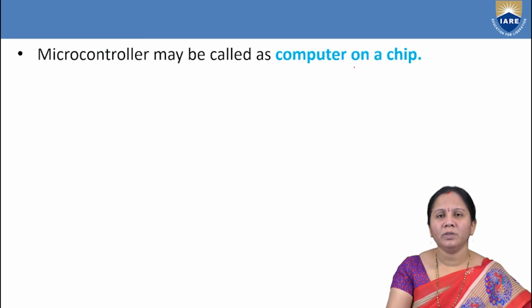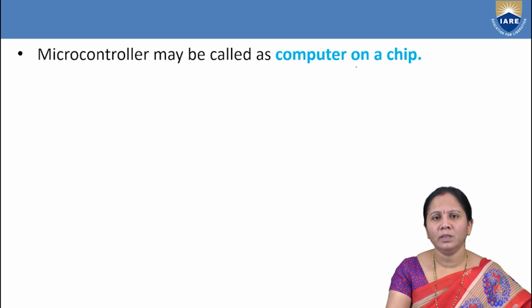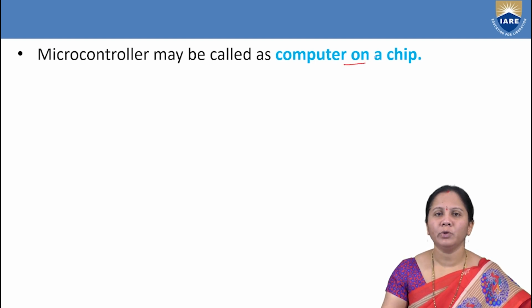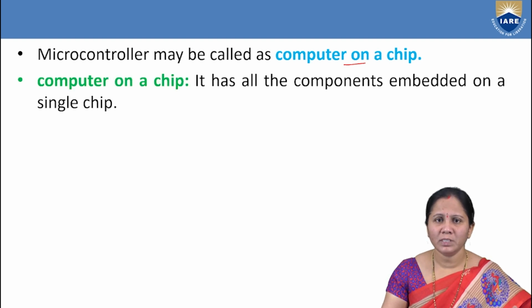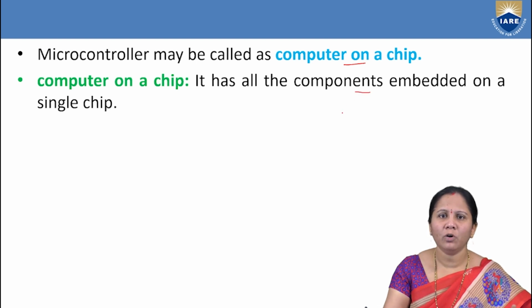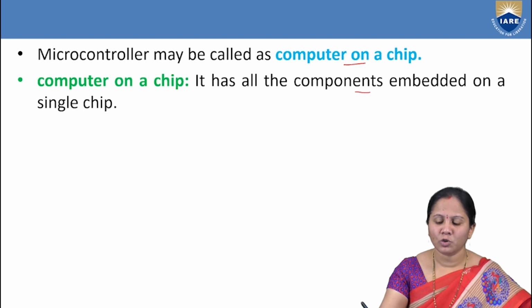As we have seen, all the peripherals like processor, memory, serial ports, timers and counters are embedded inside a microcontroller. That is why a microcontroller is called a computer on a chip. What is meant by computer on a chip is that since the microcontroller has all the components embedded on a single chip, we can call it a computer on a chip.